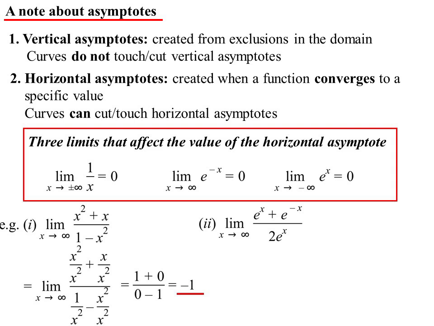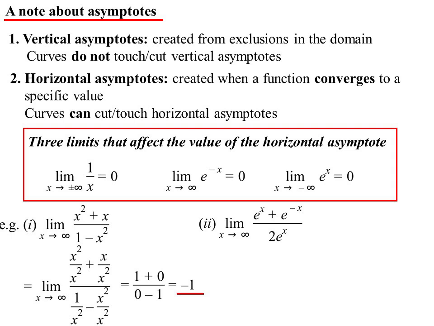Here's one with exponentials. Now, in order to use this limit, I need to get everything with either all positive indices or all negative indices. Now, in this case, I've got a mixture. I've got an x and I've got a minus x. Which one do I convert it to?